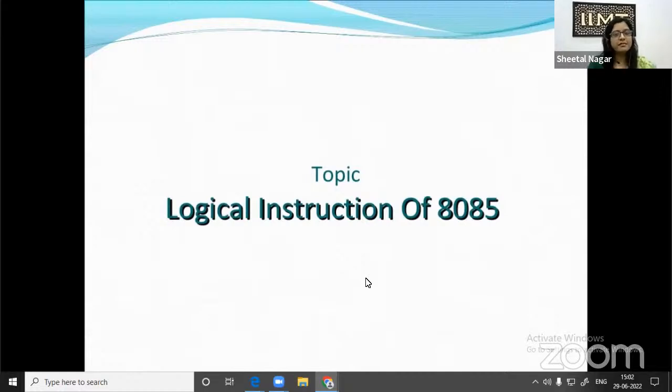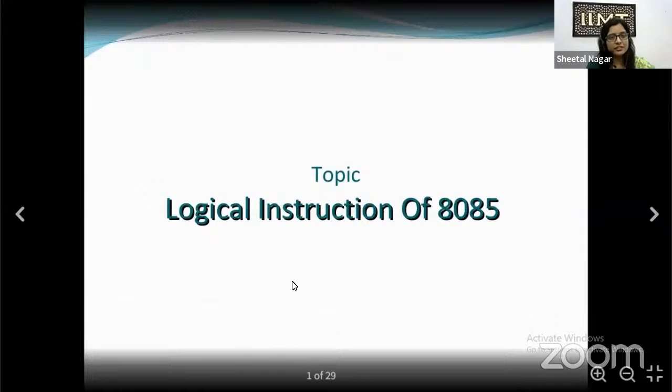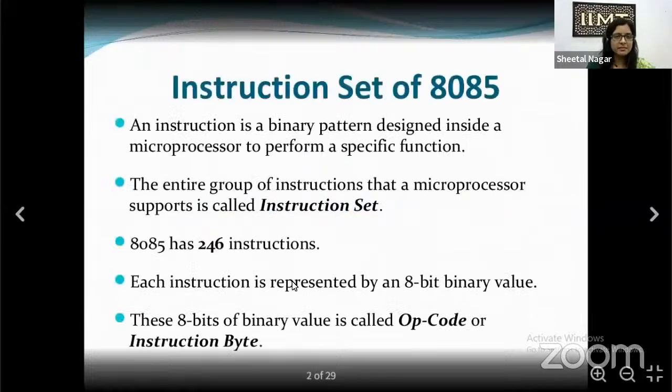In 8085 microprocessor, we have different groups. Like first one is data transfer group, second one is arithmetical group, and next one is logical group. In this section, we will complete this logical group instructions of 8085 microprocessor.